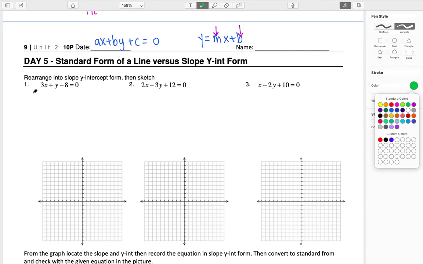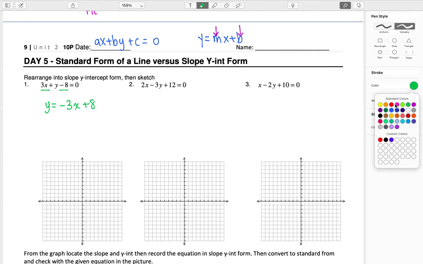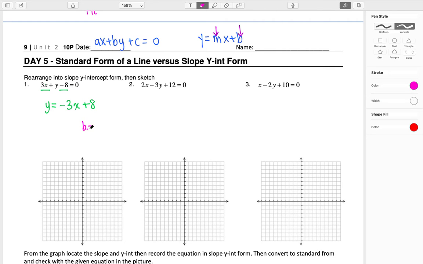So we want to rearrange in the slope y-intercept form and then sketch, because for standard form we don't know the pattern of how the line is going to look like. So I want to isolate for y, so I'm going to move 3x and negative 8 to the other side. So y is equal to negative 3x and then plus 8. Now we know that we can label our y-intercept, our starting point is 8, and my slope is negative 3.